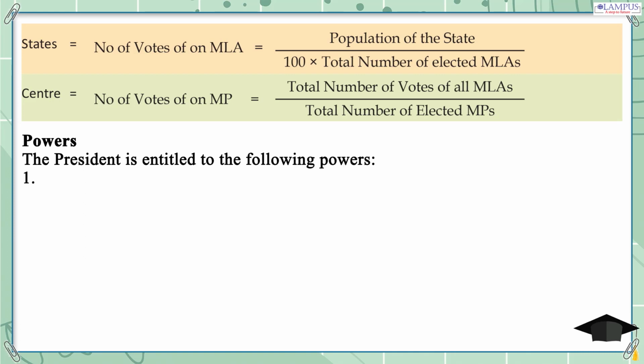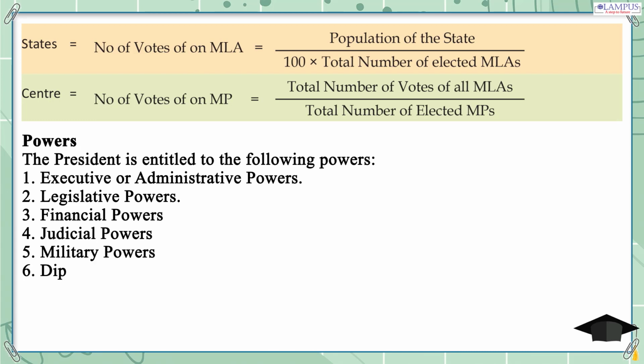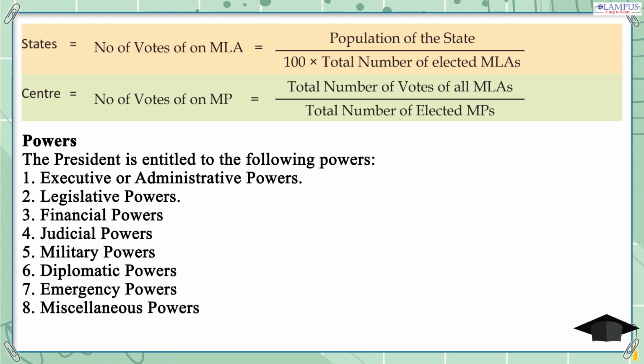1. Executive or administrative powers. 2. Legislative powers. 3. Financial powers. 4. Judicial powers. 5. Military powers. 6. Diplomatic powers. 7. Emergency powers. 8. Miscellaneous powers.